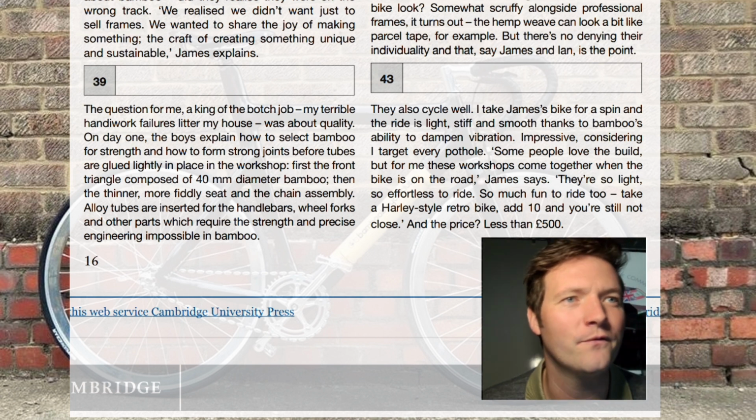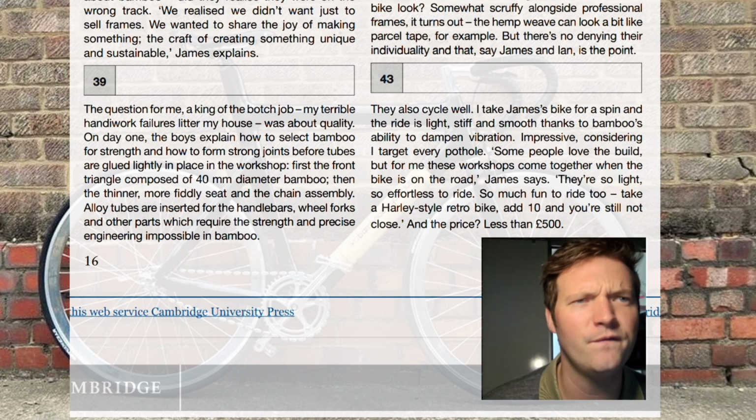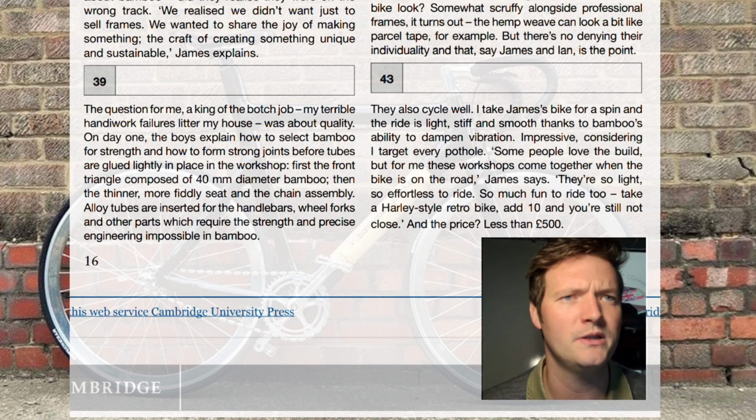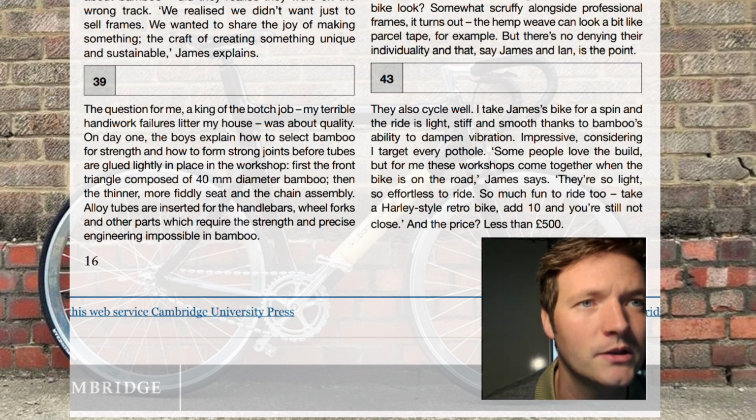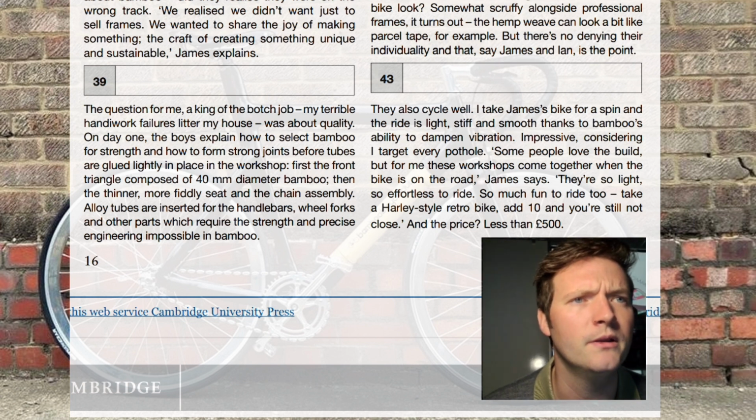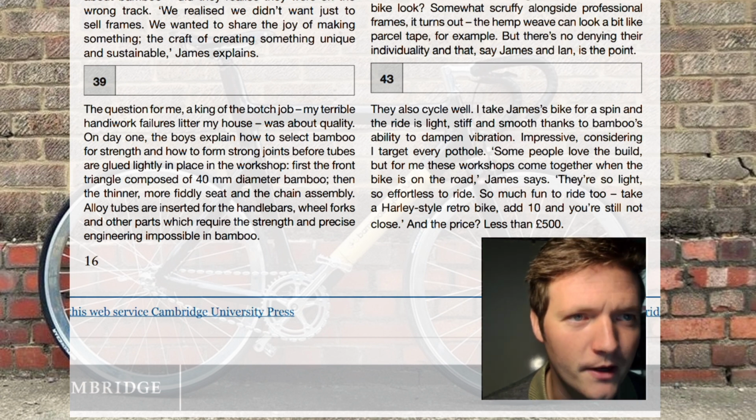I take James's bike for a spin and the ride is light, stiff and smooth thanks to bamboo's ability to dampen vibration. Impressive considering I target every pothole. Some people love the build, but for me these workshops come together when the bike is on the road. James says, they're so light, so effortless to ride, so much fun to ride too. Take a Harley style retro bike, add 10, and you're still not close. And the price? Less than £500.